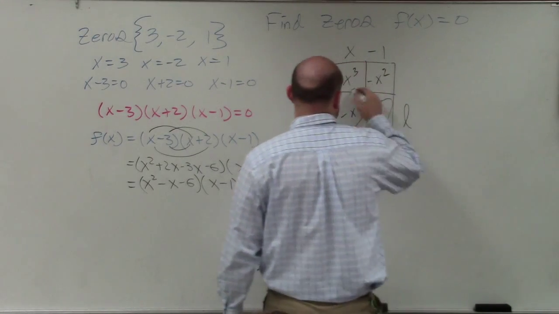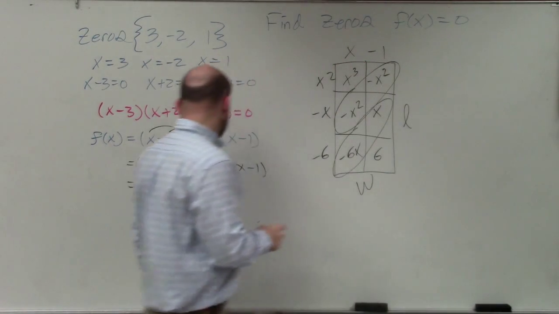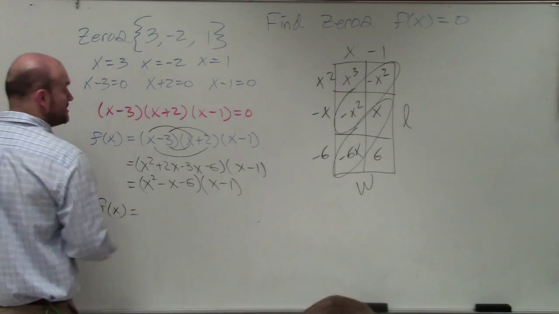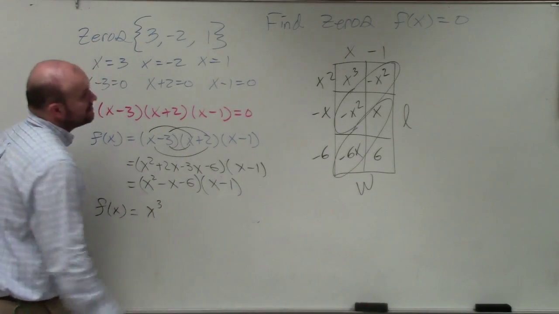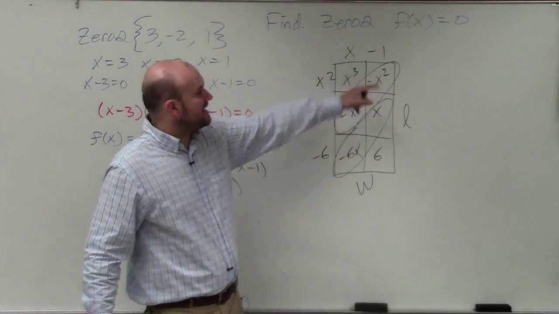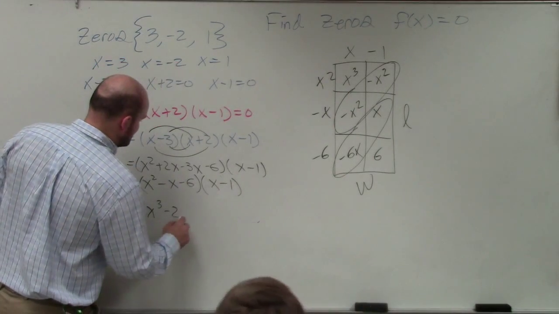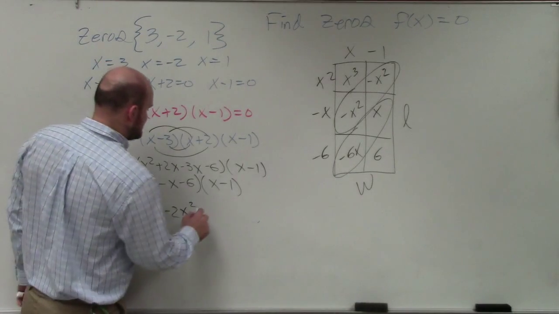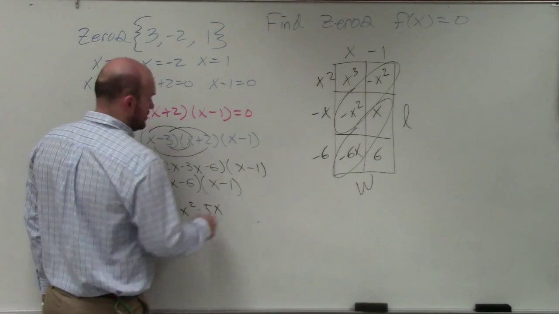Then you guys can see that these are my like terms. So my final answer is f of x equals x cubed, -x squared minus x squared is a -2x squared, -6x plus x is a -5x plus 6.